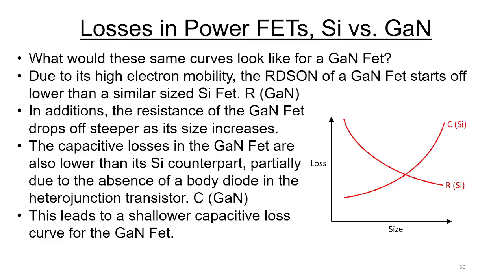So what would the same curves look like for a gallium nitride FET? So due to its high electron mobility, the RDS(on) of a gallium nitride FET starts off lower than a similar size silicon FET. And we show that in blue here. In addition, the resistance of the gallium nitride FET drops off steeper as its size increases. The capacitive loss in a gallium nitride FET is also lower than its silicon counterpart. And this is partially due to the absence of that body diode we talked about in the heterojunction transistor. So this leads to a shallower capacitance loss curve for the gallium nitride FET.